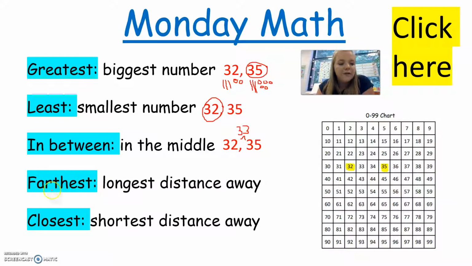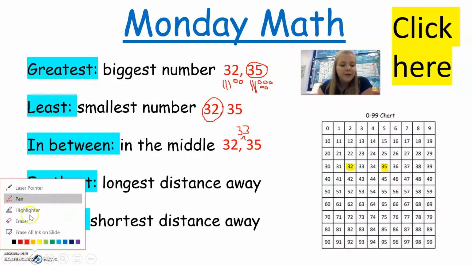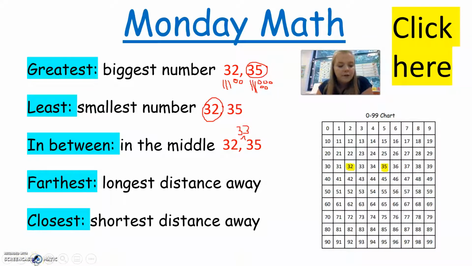The next one I have is farthest. Farthest means the longest distance away. So let's find what number is farthest from, let's do farthest from 99. Okay, is 32 or 35 farther from 99? Well, look at your hundredths chart. Which one's furthest away? That's right, 32 is furthest away. So 32 is furthest away from 99.